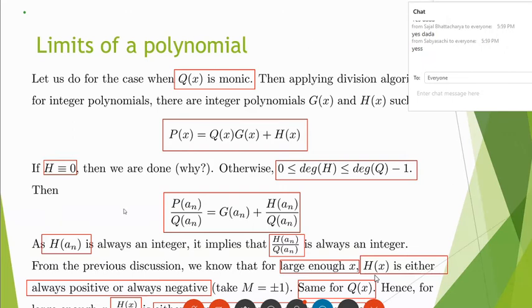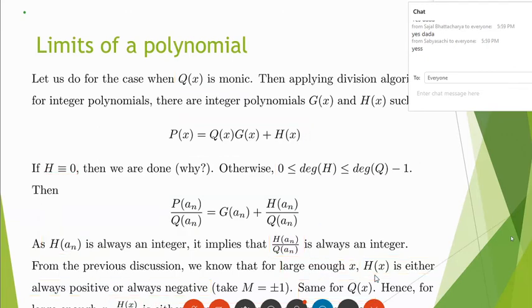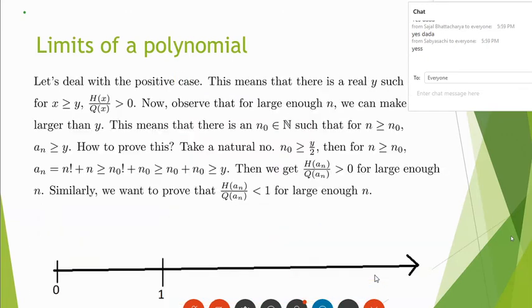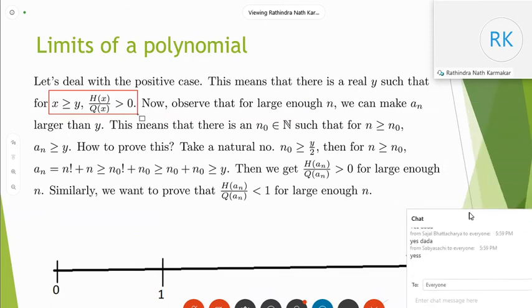Okay. So now we want to exploit this. How do we do that? So let's see. Let's deal with the positive case. The negative case is similar. This means that there is a real number y such that for x greater than or equal to y, h of x by q of x is greater than 0. So I want to make x greater than or equal to y. Here what values of x are we considering? Here we are considering x equal to n factorial plus n. So we want to make this n factorial plus n greater than or equal to y.